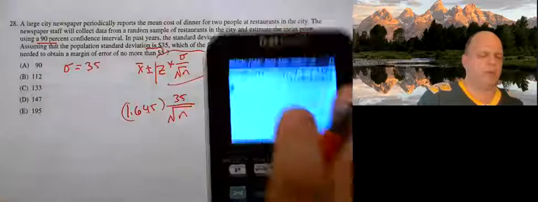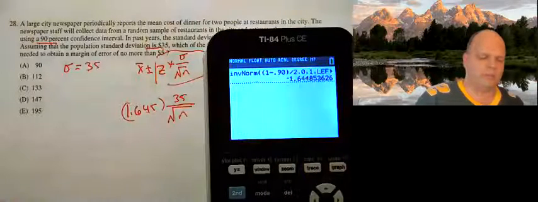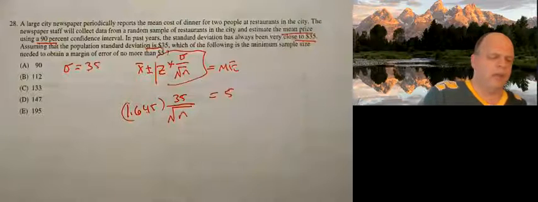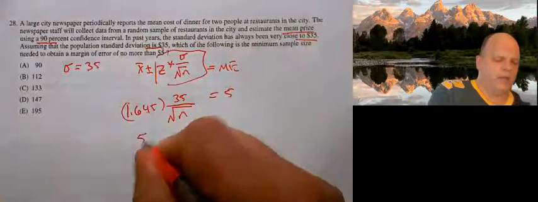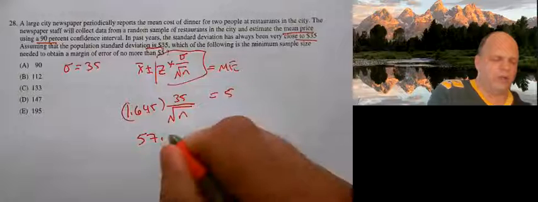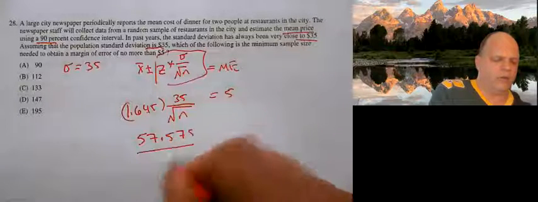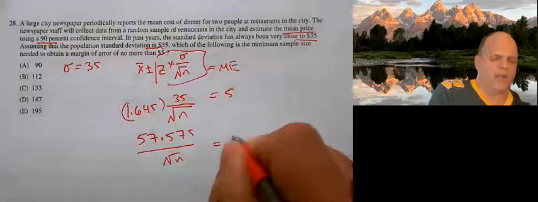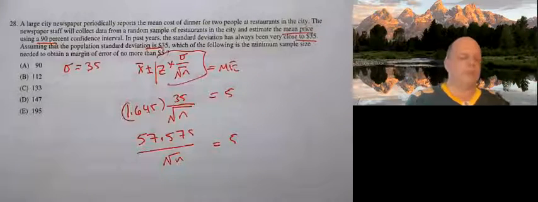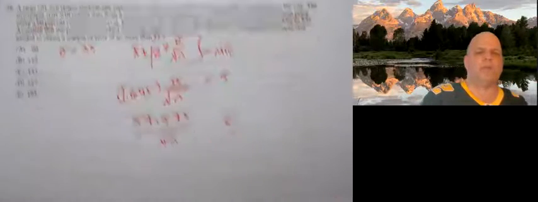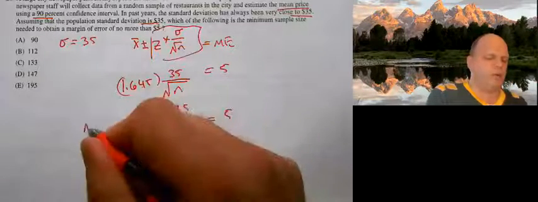I'm going to go ahead and multiply that by 35. 1.645 times 35 equals 57.575 over the square root of n equals 5. I'm going to do a little bit of algebraic manipulation and multiply both sides by the square root of n.